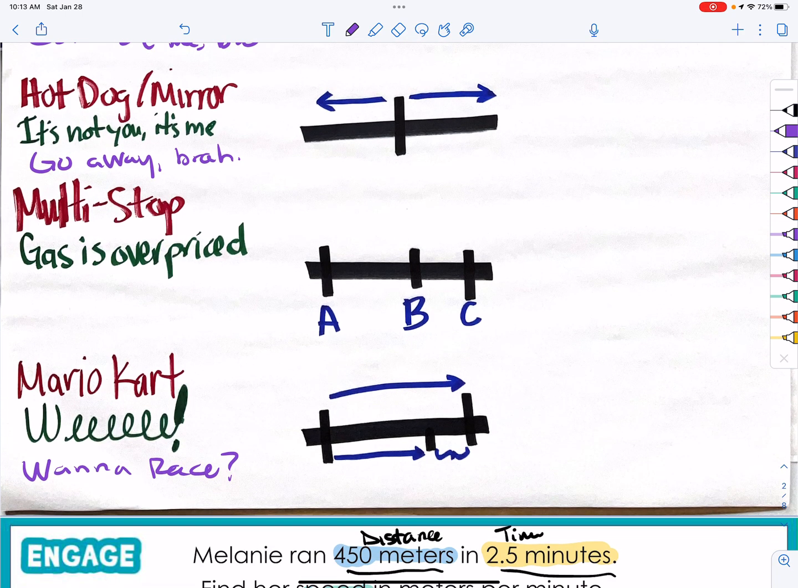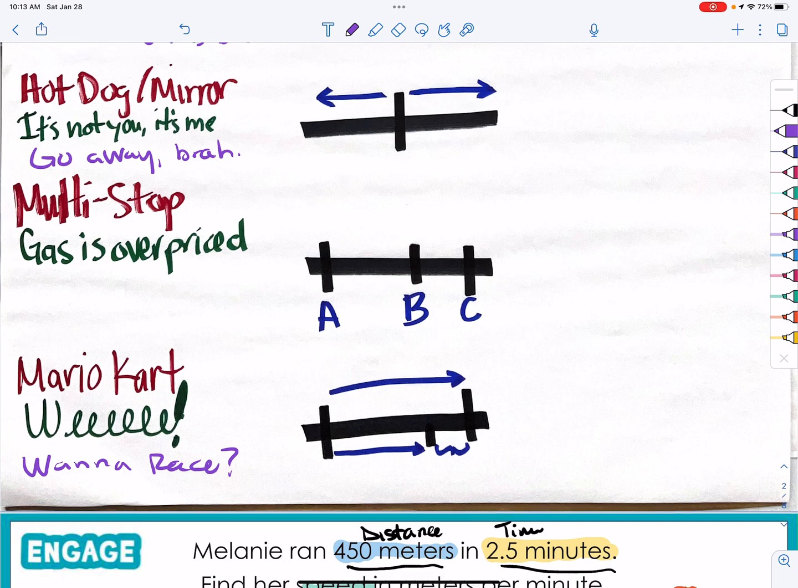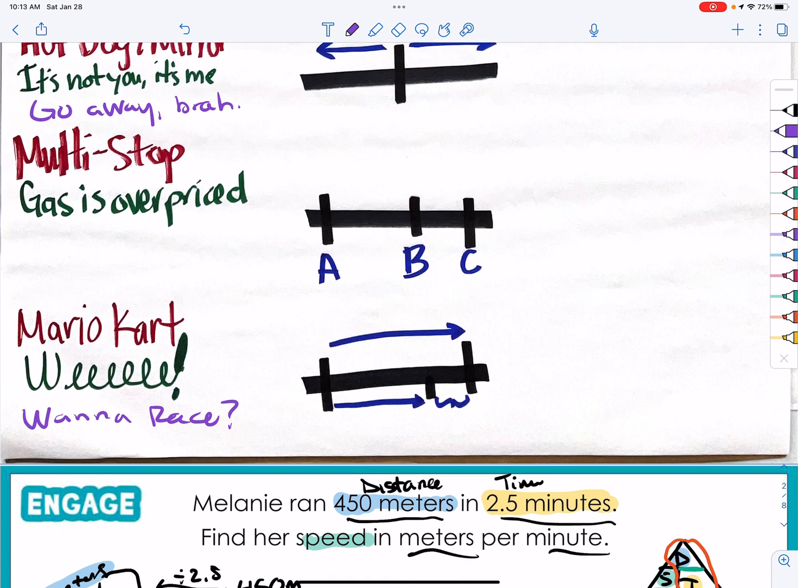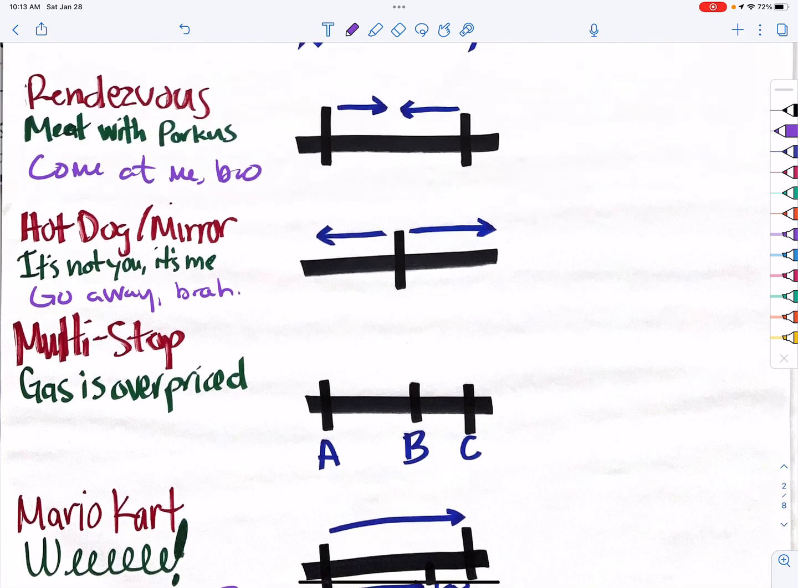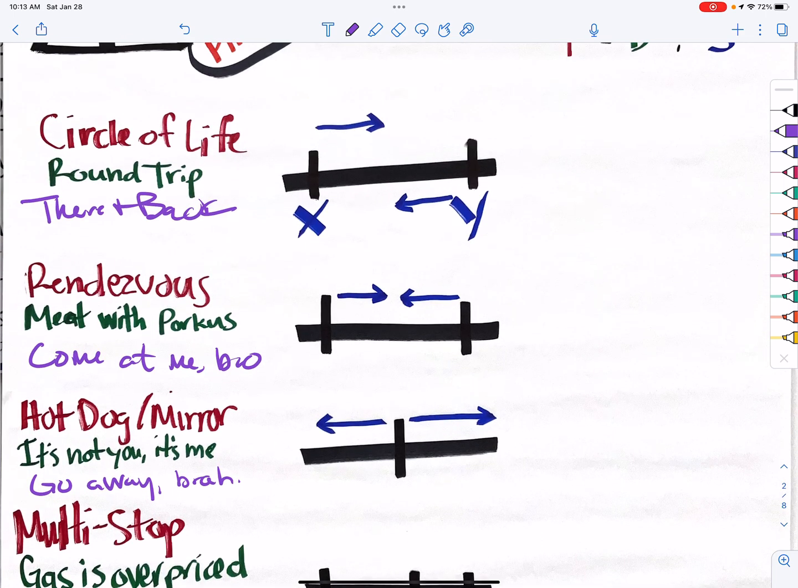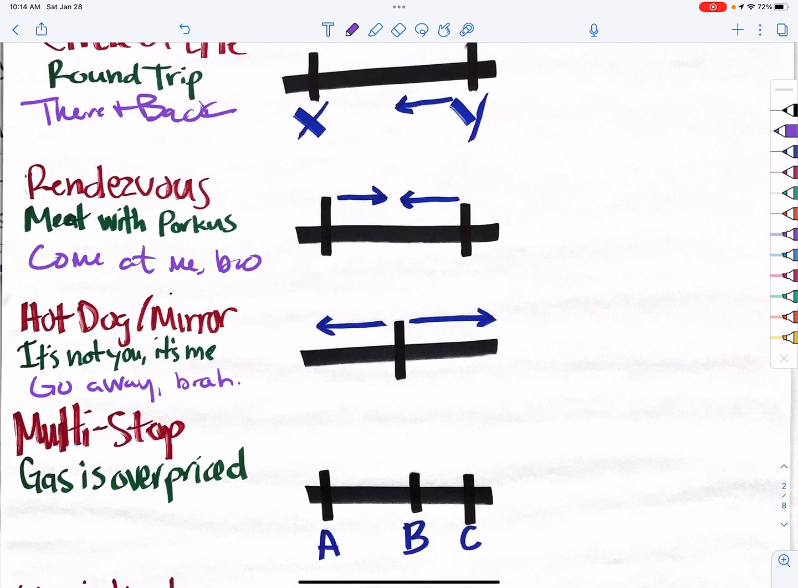The multi-stop, or the gas is overpriced, is where you're going from one point to another, then to another one, continuing on. And then the Mario Kart: you are starting at the same point, going towards a similar destination. One person arrives there first, the other one doesn't quite make it there, and then you have questions about distance, time, or speed based on that scenario. As we read the problems, we're going to try to identify which type it is and then how we're going to solve it.